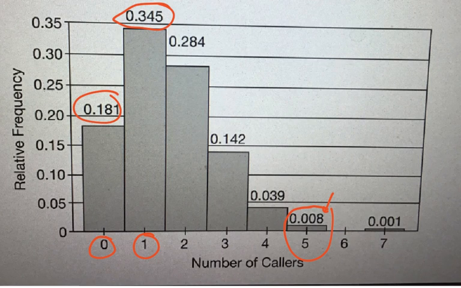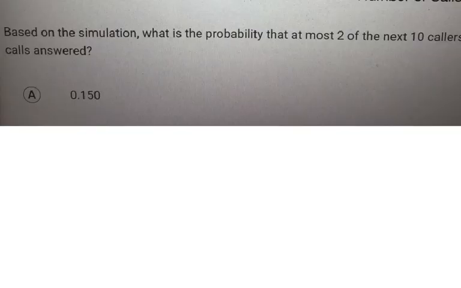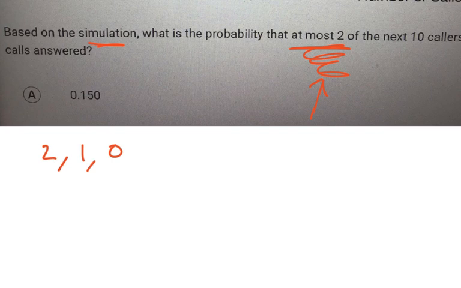So overall, this is pretty good results if you think about it in the real world. But that being said, here was our question. Based on the simulation, what's the probability at most 2? Well, the trick is, what does at most 2 mean? At most 2 means 2 out of 10, 1 out of 10, or 0 out of 10, right?